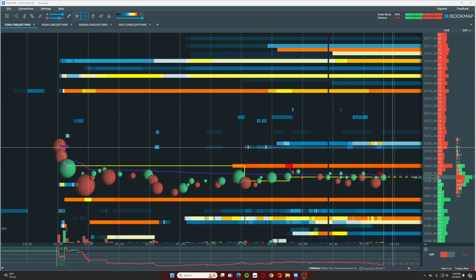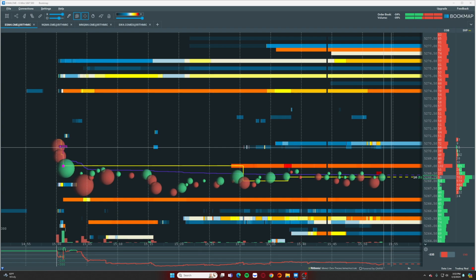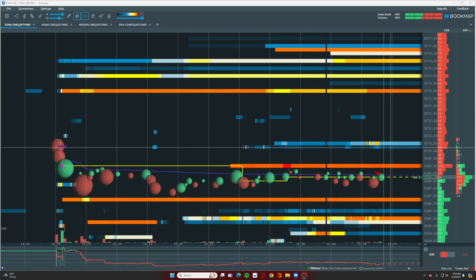So that is how I play VWAP. I kind of use it as a bounce spot or a good place to take profit, basically. If we're up a certain amount of points, VWAP is coming up, we touch VWAP, we could see a bounce. That's how I play VWAP. But yeah, that's pretty much that.